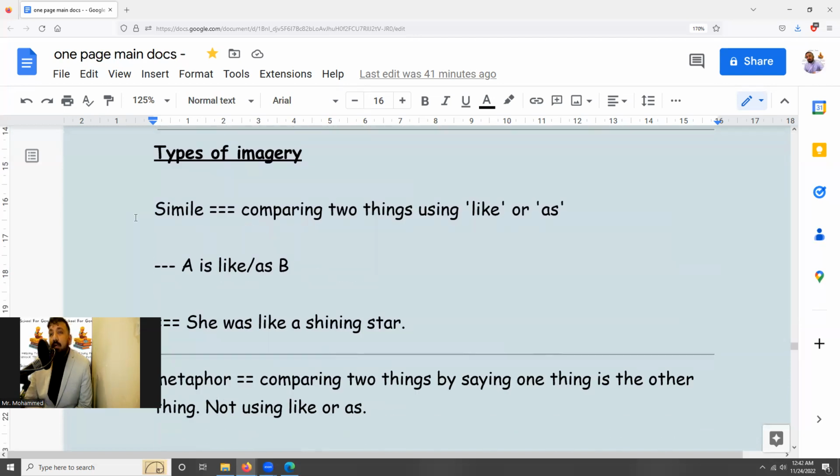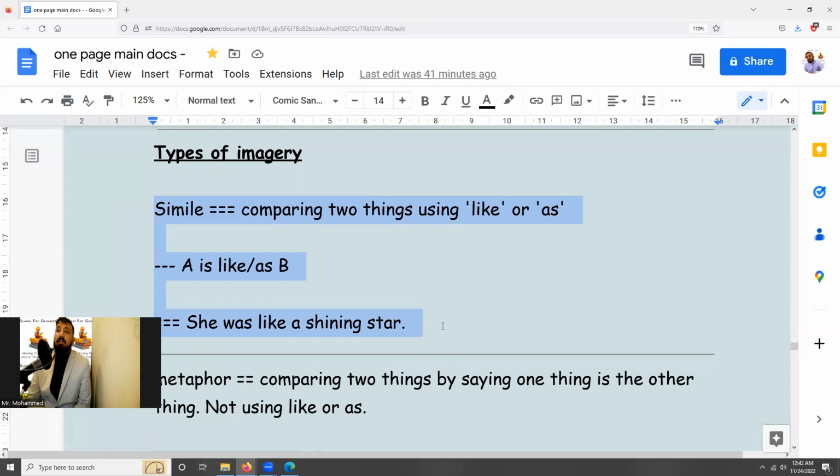Okay, now before I get to the steps of how to do this, what we first need to do is establish what the different kinds of imagery are, and we begin with simile. So simile is when two things are compared using like or as. Okay, so anytime you see like or as, and the question is an imagery question, then you can be sure that you are dealing with a simile.